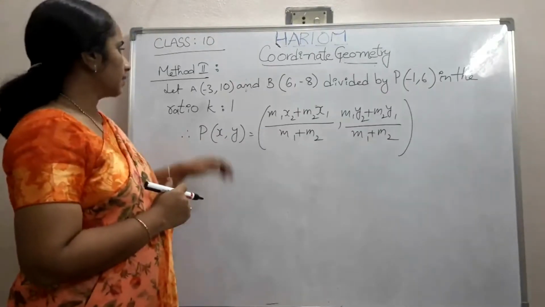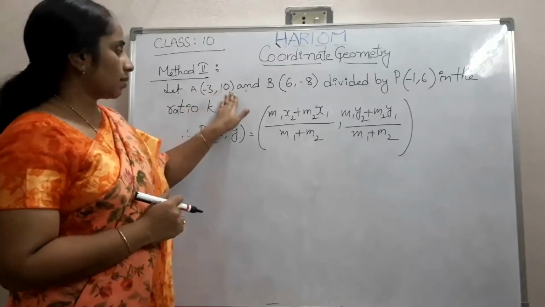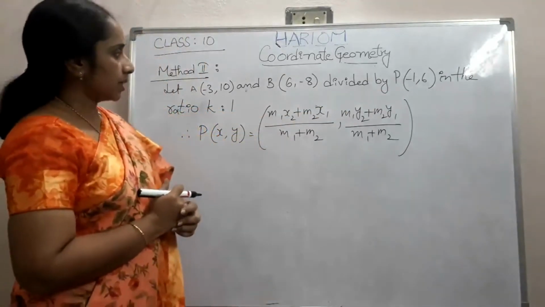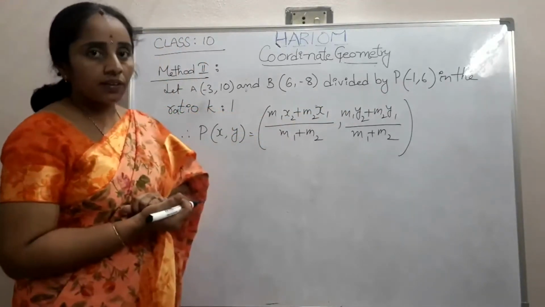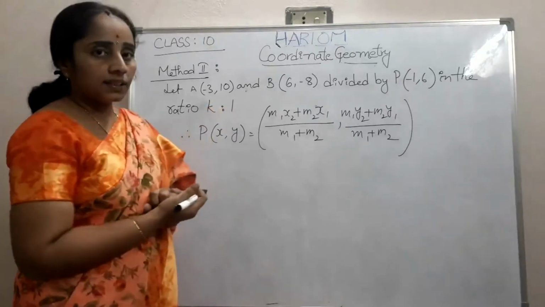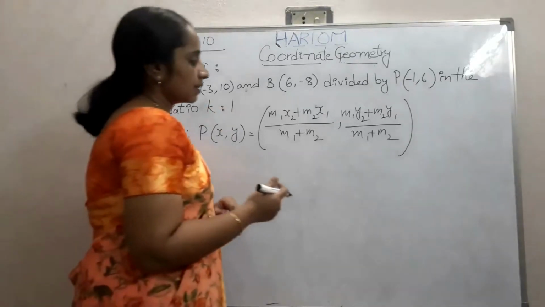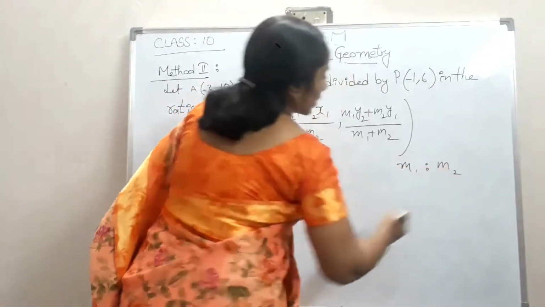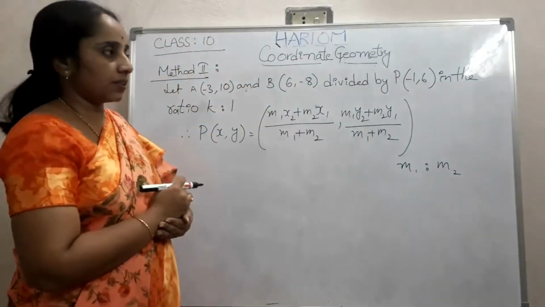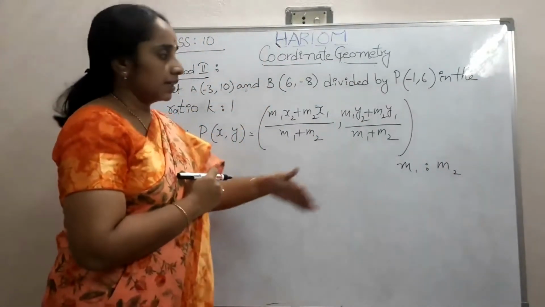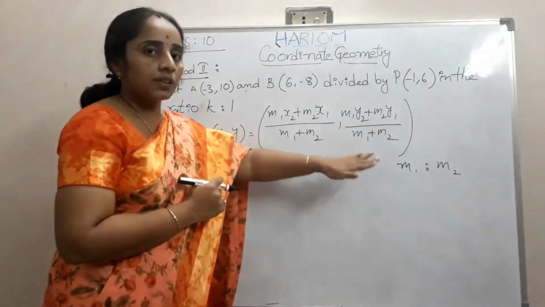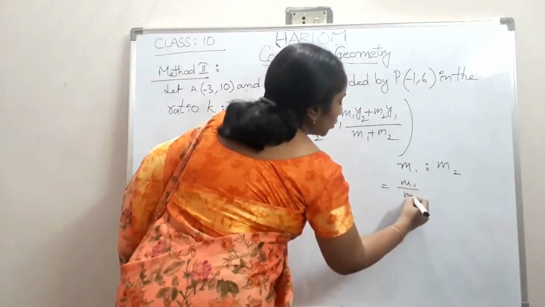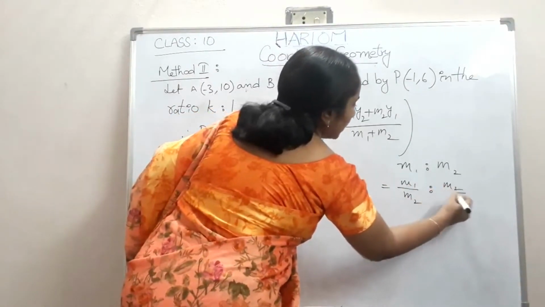In this method, let A be (-3, 10) and B be (6, -8), divided by P of (-1, 6) in the ratio k is to 1. Why are we assuming it as k is to 1? We have the ratio m1 is to m2. It is just a small simplification. This entire ratio I have divided by m2. So it is m1 by m2 is to m2 by m2.